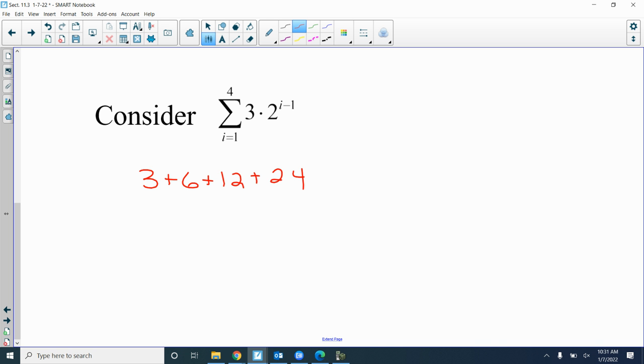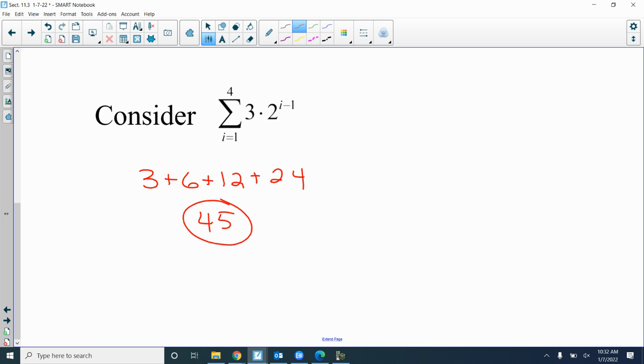Is that a geometric sequence? Does it multiply by what? 2. What's the sum of that geometric sequence? 3 and 6 is 9. 9 and 12 is 21. 21 and 24 is 45. Agree? So that is 45. So if you were asked to compute that, you would just probably write it out and give me 45.